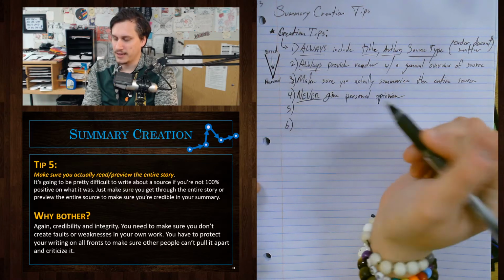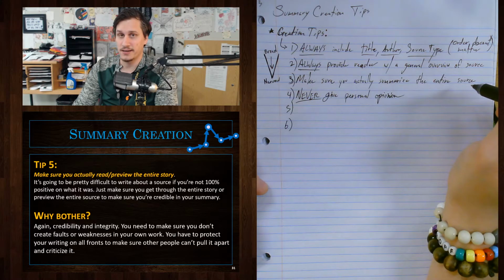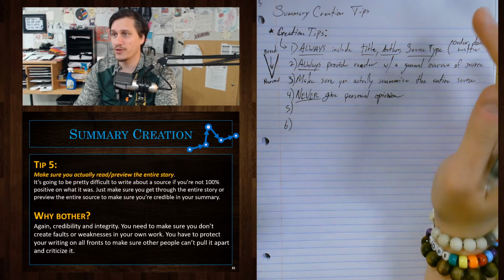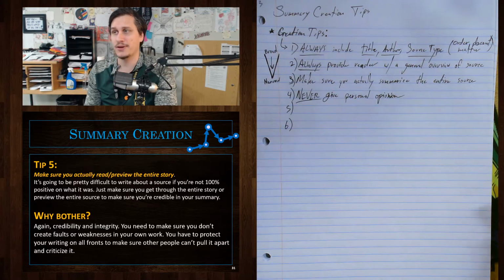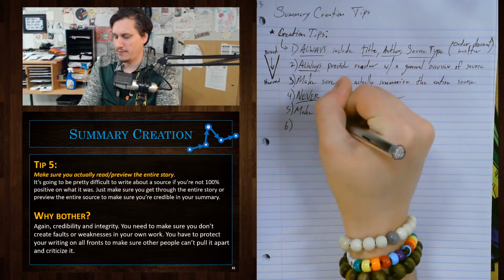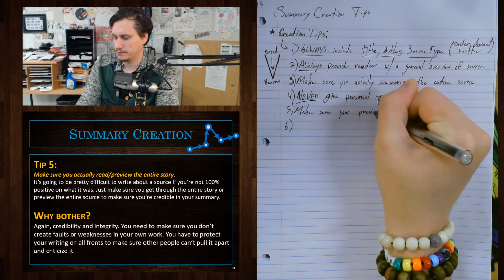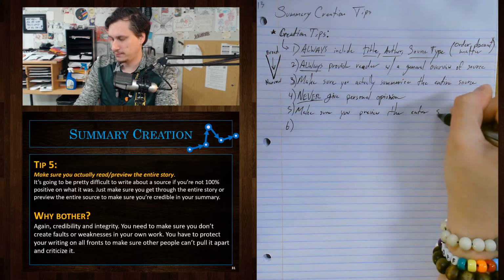This one is linked up with number 3. So number 3, I told you, make sure you actually summarize the entire source. So tip number 5 is make sure you actually preview the entire source. Because if you don't actually preview the entire source, how can you write a summary? So tip number 5, make sure you preview the entire source.